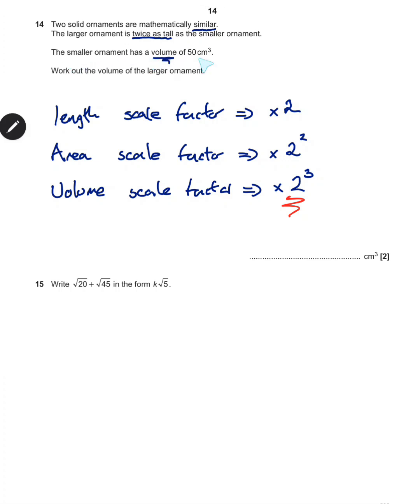question. My small ornament has a volume of 50, so what I need to do is take 50 and multiply it by the volume scale factor, which is 2 cubed. 2 cubed is 8, so I may as well just multiply by 8. 50 times 8, 5 8s are 40, whack a 0 on the end, you've got 400 centimetres cubed.